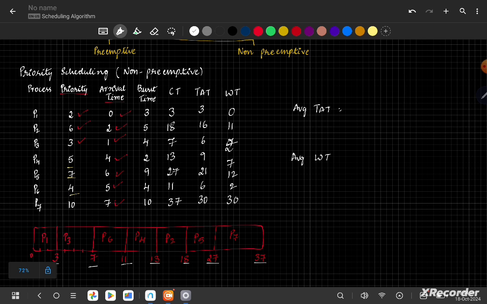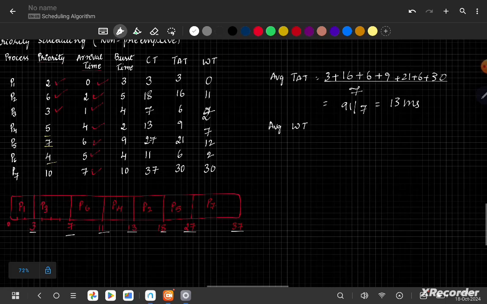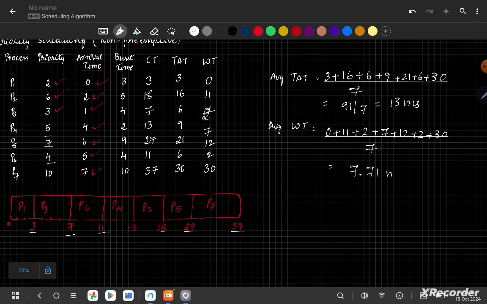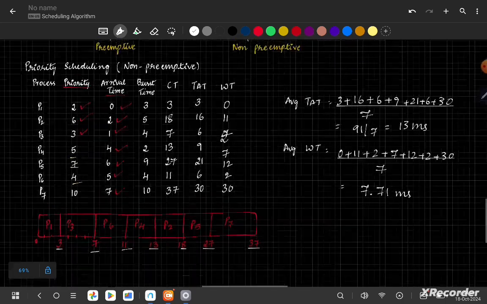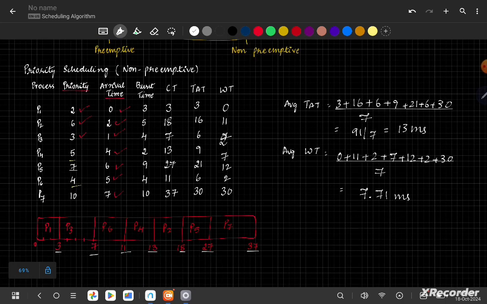Now we have to calculate the average turnaround time. So 3 plus 16 plus 6 plus 9 plus 21 plus 6 plus 30 divided by the number of processes, which is 7. So 91 divided by 7, and 13 milliseconds is the final answer. For waiting time, you have to add 0 plus 11 plus 2 plus 7 plus 12 plus 2 plus 30 divided by 7. The answer will be 7.71 milliseconds. So this is the final answer for your priority scheduling non-preemptive.